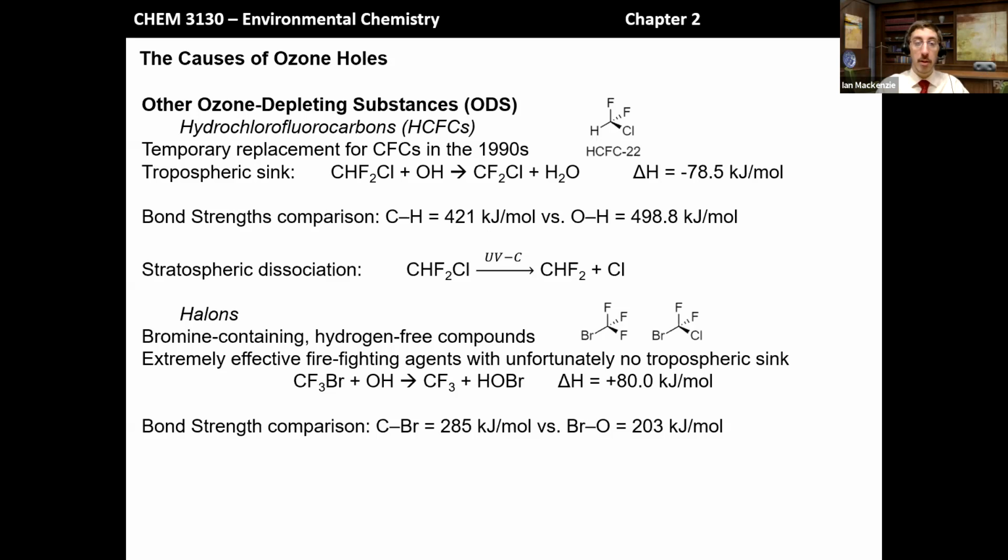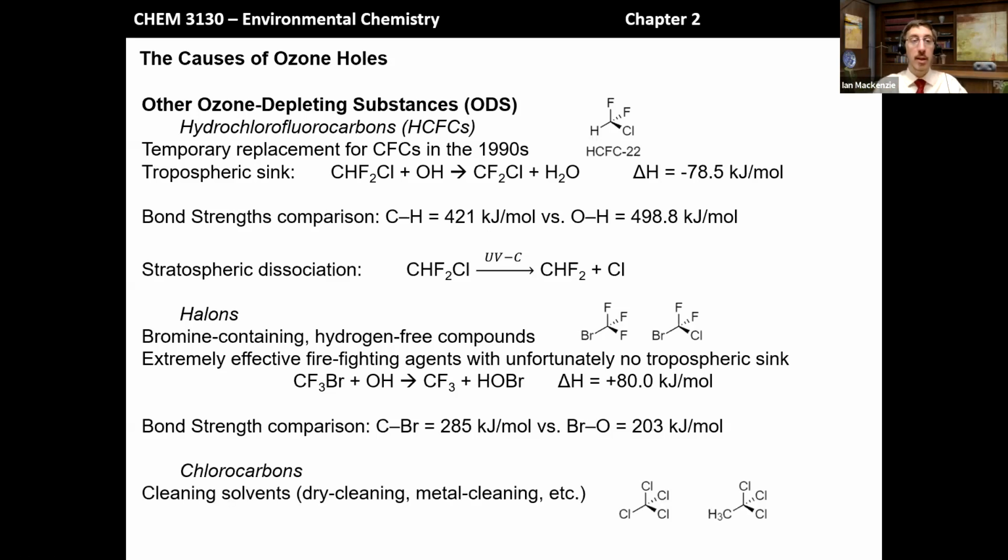One other example of ozone depleting substances is just chlorocarbons, any molecule that contains a carbon-chlorine bond. A couple specific examples here. Carbon tetrachloride is probably the most potent example. This does not have a tropospheric sink. Methyl chloroform, the other example here, does have a tropospheric sink because of the C-H bonds, which can be abstracted by hydroxyl radical. But still, this is also an ozone depleting substance.